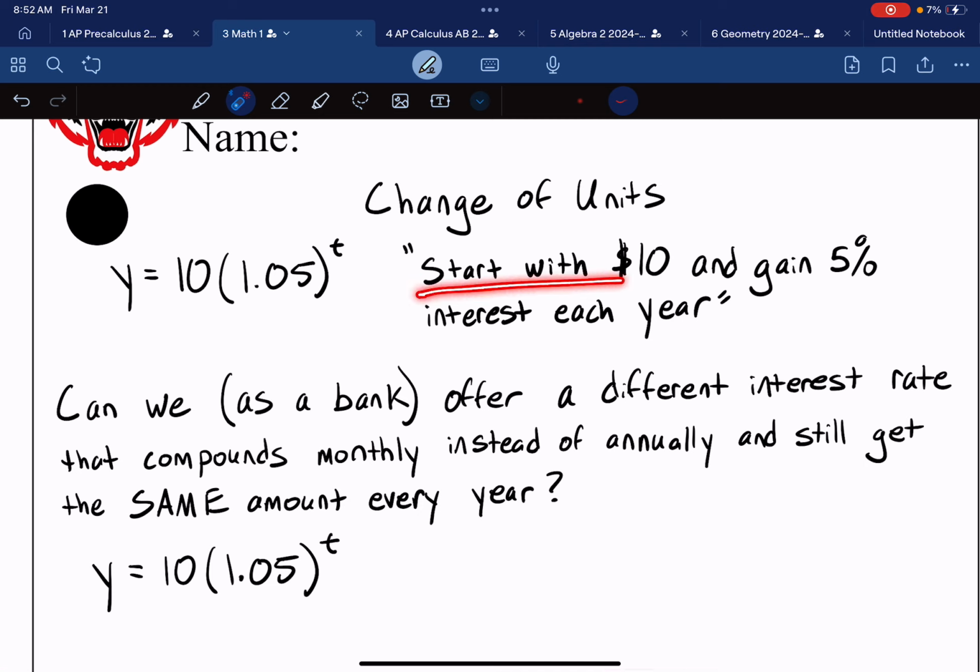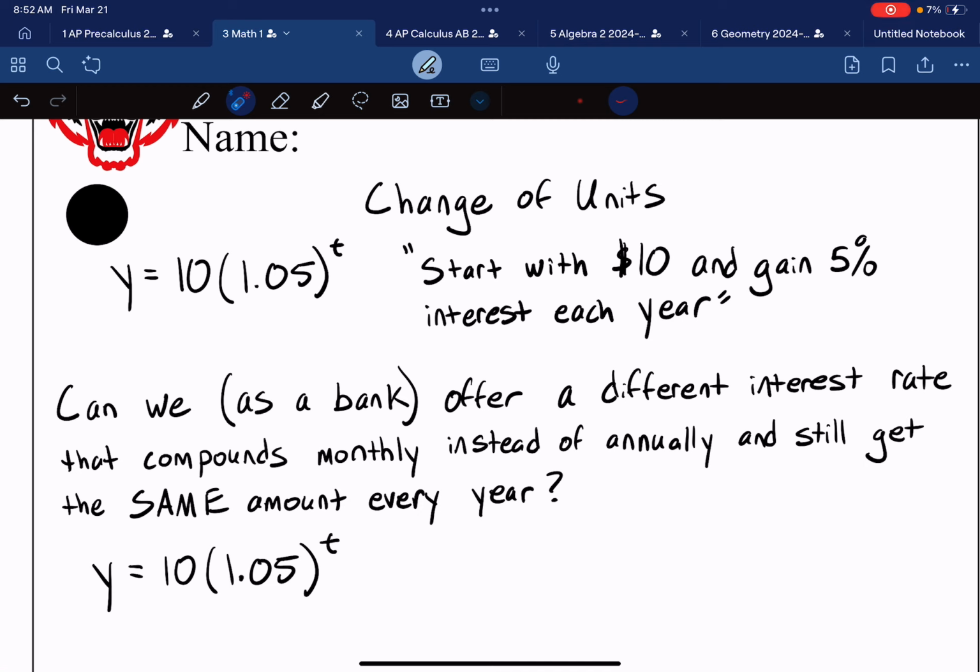So if I start with $10, our initial value is 10, and I gain 5%, again, 5% as a decimal is 0.05, and that's interest each year. And the key word here is this is each year. So another word for each year is this word annually. Annually is the same thing as saying each year.